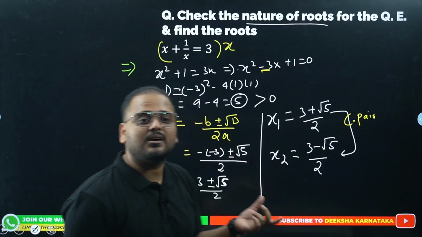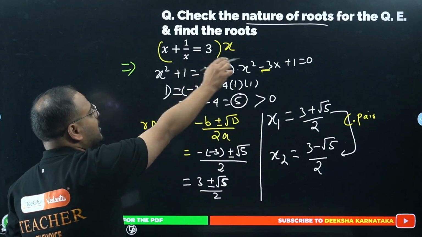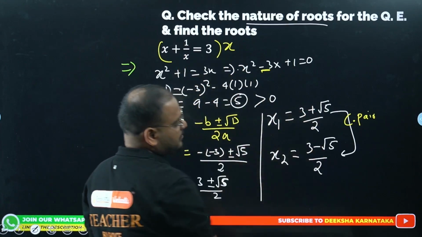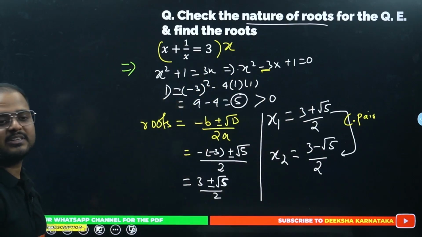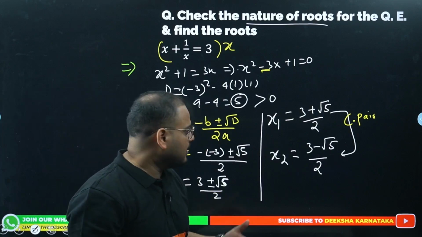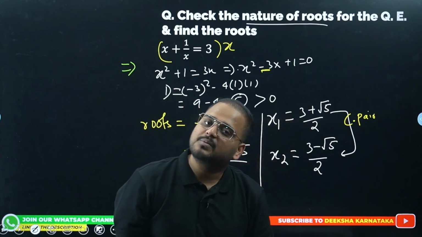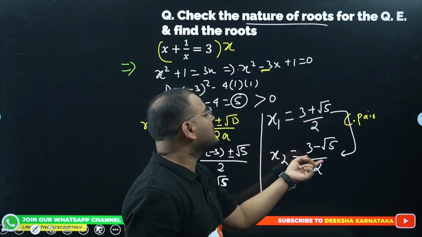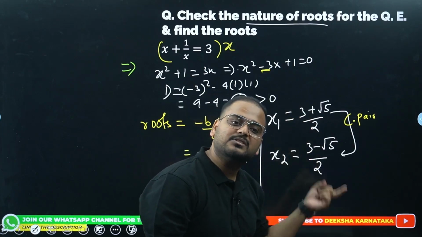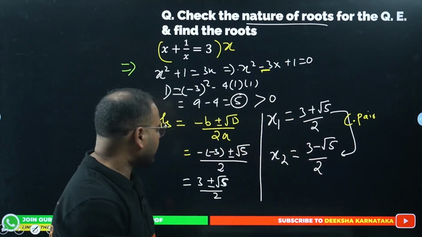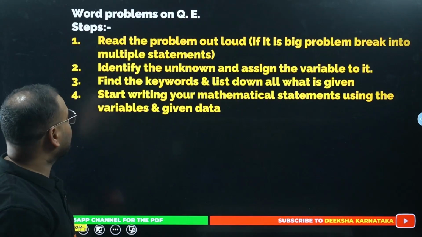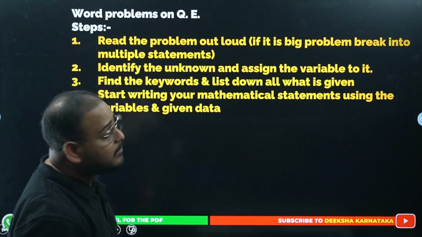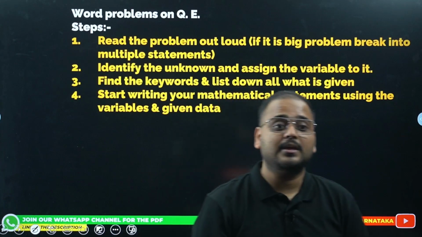So this is my answer. They asked us to find the roots for this given quadratic equation. We found the roots, and the nature also we found. Nature was real and distinct. Sir, it is irrational. Even irrational numbers are real only, no? So irrational numbers but real numbers, and distinct because they are two different numbers. Okay, great. Moving on.